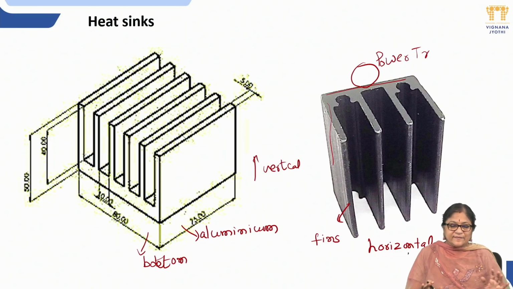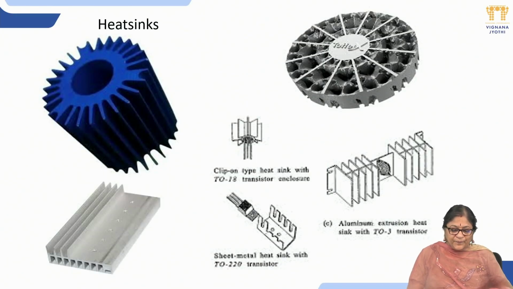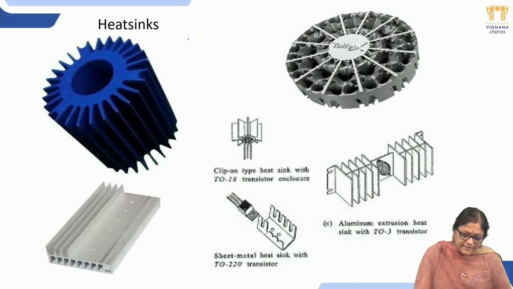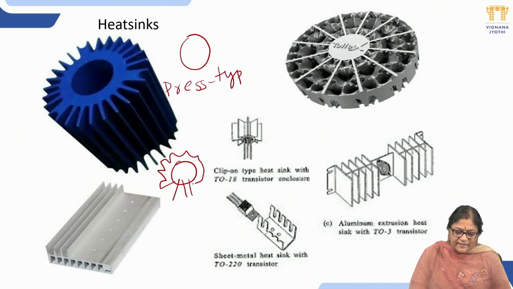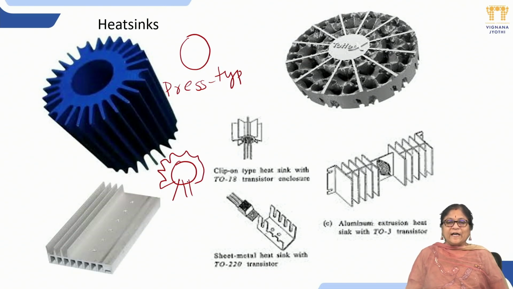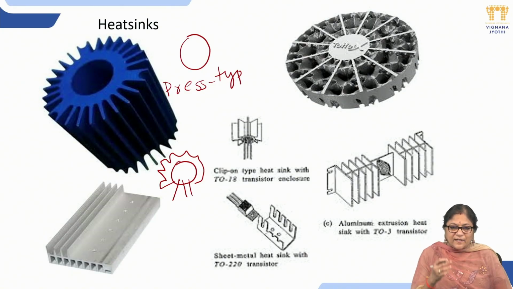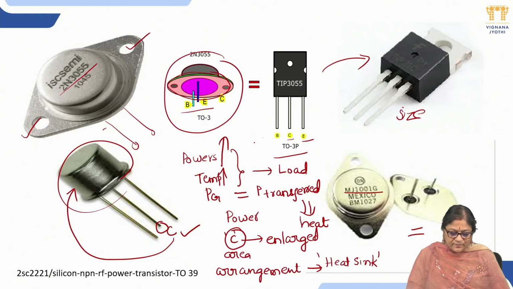Other kinds of heat sink constructions I will show you. This is a round heat sink, a press type. If the transistor is in the TO39 package like this, we can press this heat sink onto it, like how we wear a cap on our head. It comes around the complete case of the transistor. I have already shown this type of transistor.